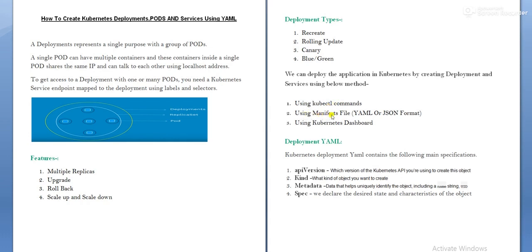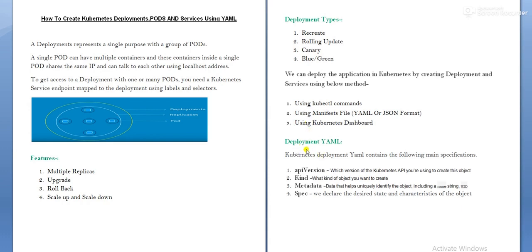Second, here I am showing how to create a deployment using a manifest file. The manifest file you can create using YML code or JSON format. In my case I am using YML. Then finally, I will show you how we can create a deployment using the Kubernetes dashboard, through the GUI also. That I will show you in the next session.